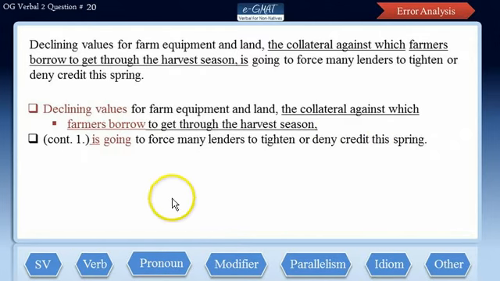Now in the underlined portion, farmers and borrow, this subject verb pair agrees in number with each other. But the subject in the first clause is declining values, for which the singular helping verb is has been used. This certainly is not correct, so we have the subject verb number agreement error in this sentence. Well, that's the only error here in this sentence, so let's run the POE to find out the correct answer.